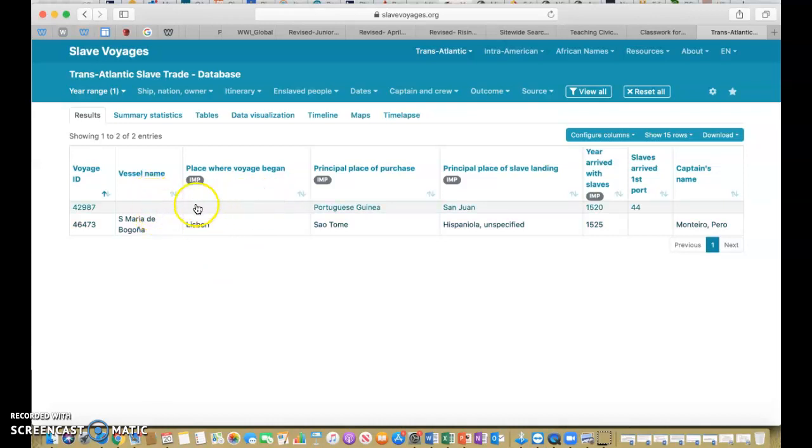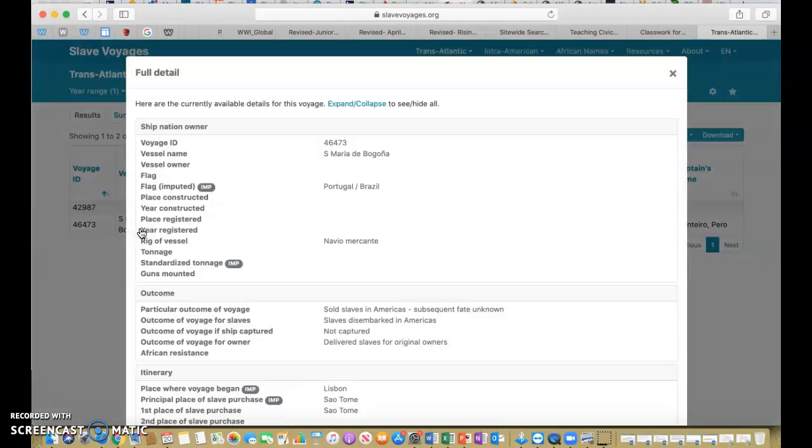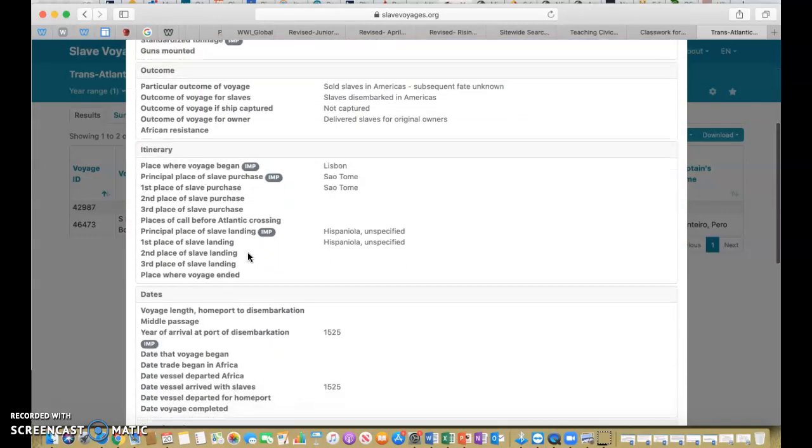This one doesn't have a vessel name on it, but this one does. And it's voyage ID 46473. The vessel name was the Maria de Bojona. It began in Lisbon, Portugal, and went to Sao Tome, and Hispaniola is where the slaves landed. But we don't have any information. What you can do now is click on this particular link and it gives you all the information that you need.